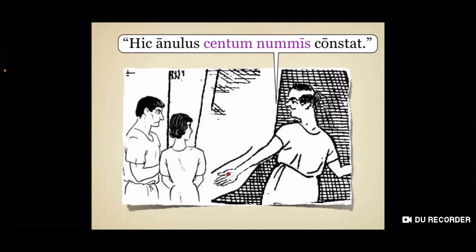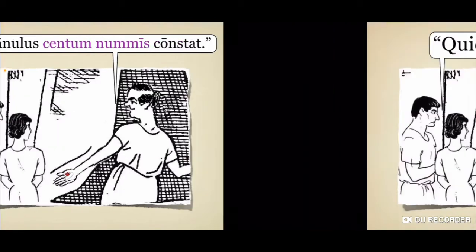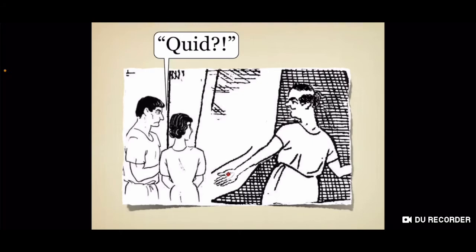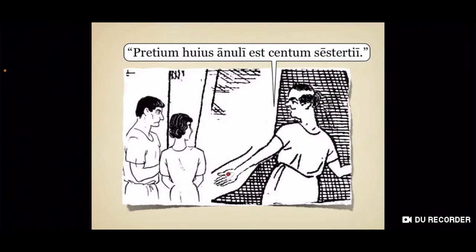Hic annulus centum numis constat. This ring costs 100 coins. Quid, what? says Medus. Pretium huius annuli est centum sestertii, says Albinus. The price of this ring is 100 sesterces. And that's like a type of money, like we say coins, dollars. Sestertius is another type of coin. So this ring costs 100 sesterces.